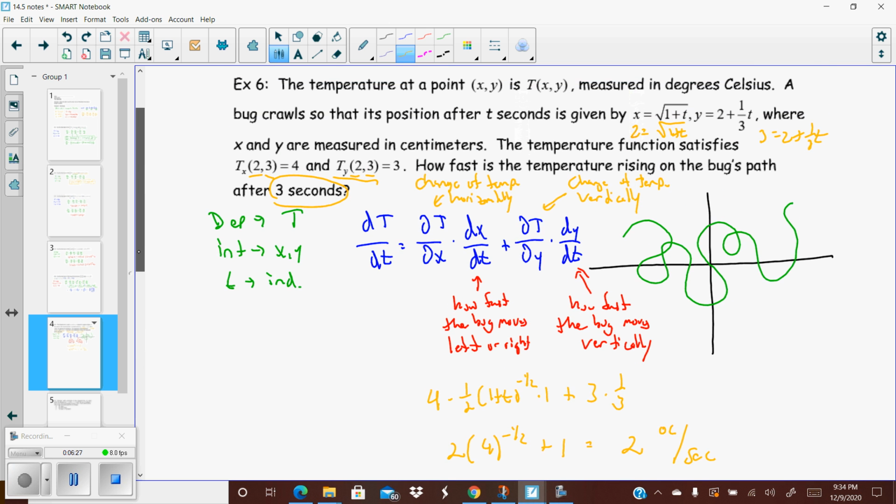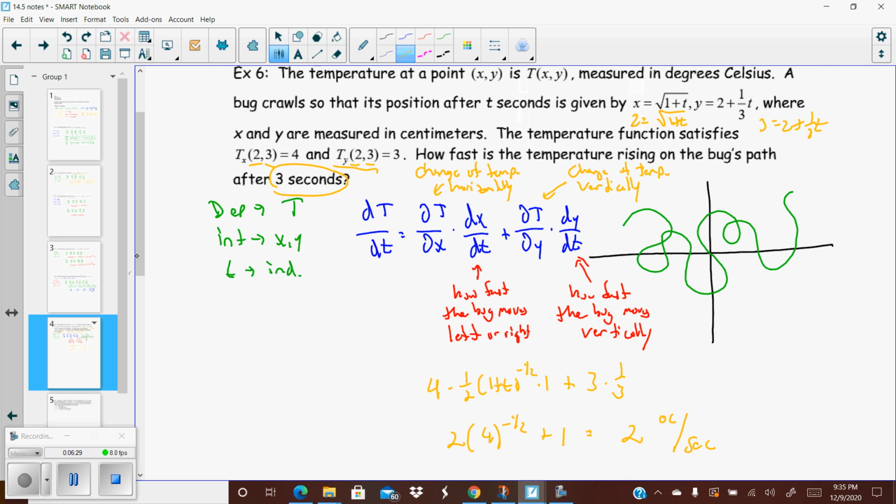So at the specific time, t equals 3 seconds, the temperature on the bug's path was rising at 2 degrees Celsius per second. What exactly that means, I don't know, but that's what it was.